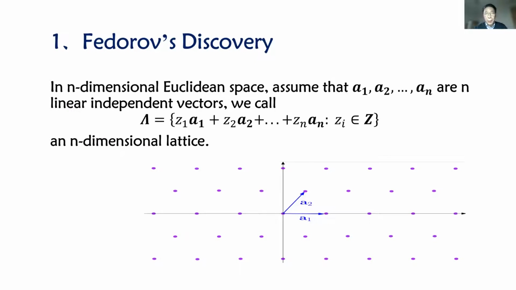We have already heard many times about the lattice, but nevertheless, I will repeat it, starting from the beginning. In the n-dimensional Euclidean space, assume A1, A2, ..., An are n linearly independent vectors. Then we call the integer linear combinations of these vectors a lattice. Okay, it is already well known.